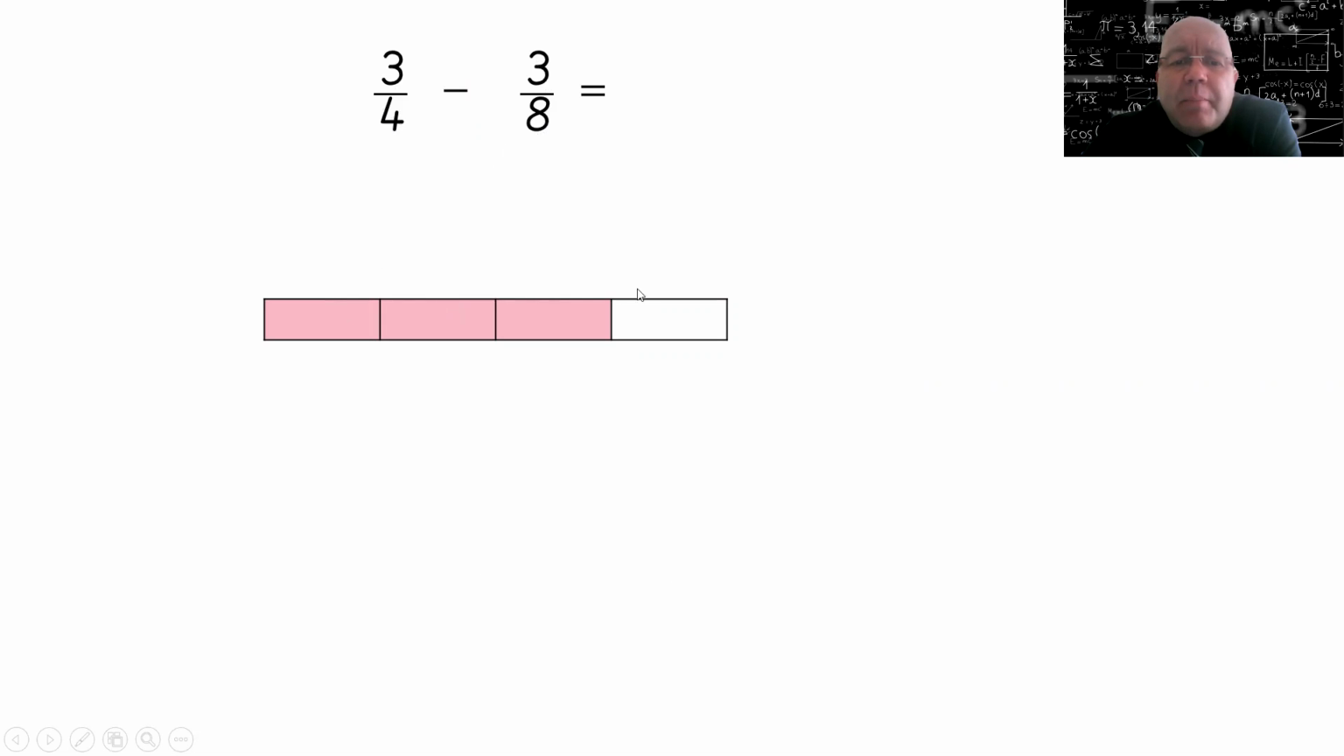So here's our bar model showing 3/4. Our bar is split into 4 equal pieces, 3 of them are shaded. But we need to turn these into eighths. We need that common denominator. So we'll split our bar model into 8. We'll multiply top and bottom by 2 to get 6/8. So we've now got 6/8 take away 3/8. So let's take away 3/8. 1, 2, 3. What are we left with? We're left with 3/8. So 6/8 take 3/8 is 3/8.